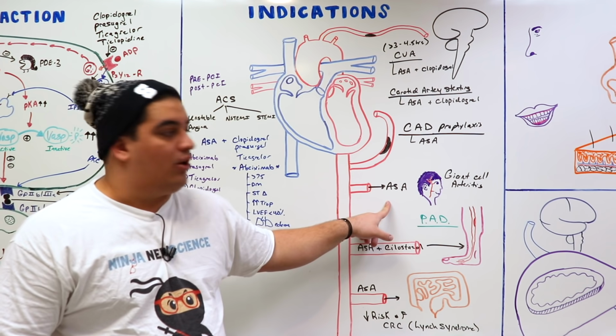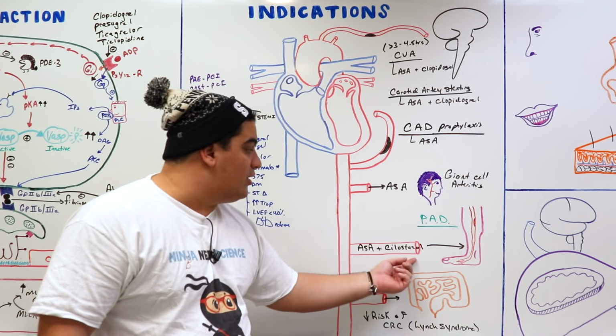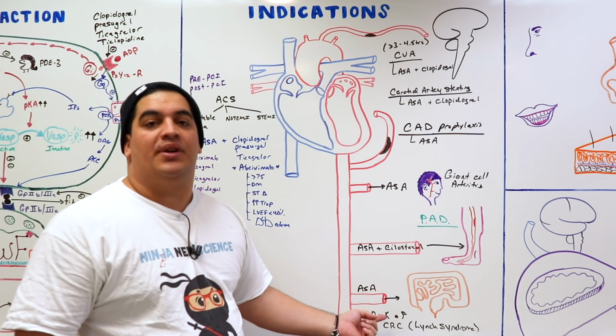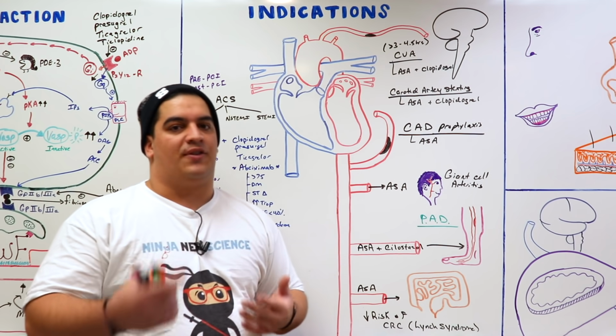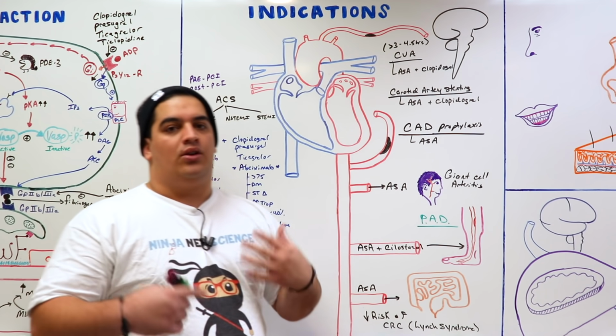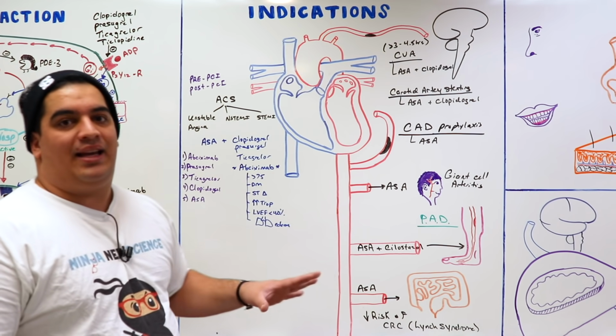Again, aspirin for giant cell arteritis, which is a particular type of vasculitis. PAD, the good one, cilostazol, and aspirin decreases the risk of colorectal cancer significantly. And again, dipyridamole is used for specific types of cardiac stress tests to look at myocardial perfusion imaging. All right, so those are the indications of these medications.